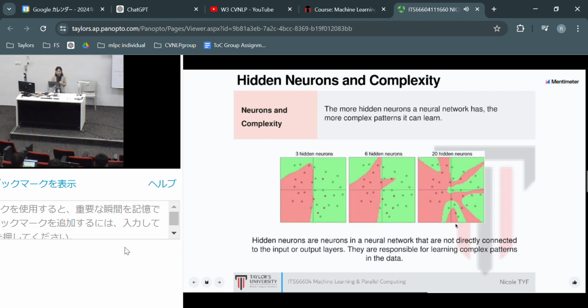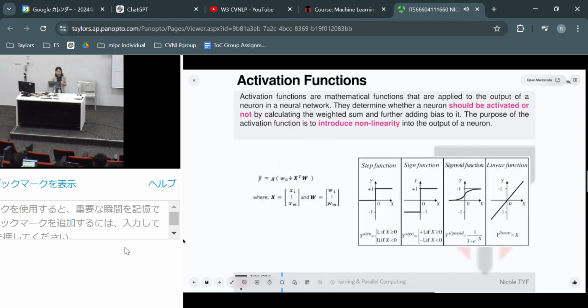An activation function is just a mathematical function that is applied to the output of the neuron in a neural network. This activation function will decide whether a neuron should be activated or not by calculating the weighted sum and further adding bias to it. The purpose of this is to introduce non-linearity. So what does it mean here? For every pattern that every neuron sees, it will decide whether this neuron should be activated or not.